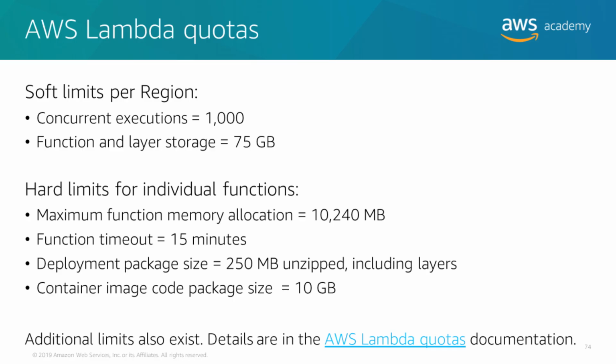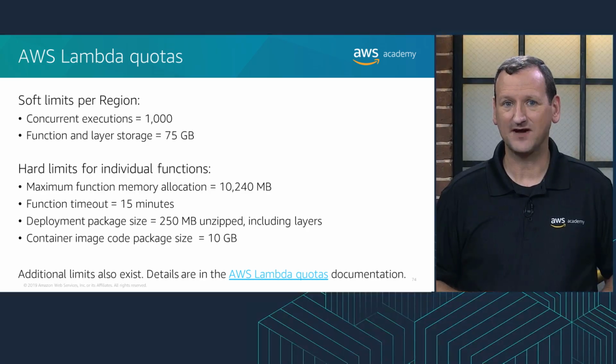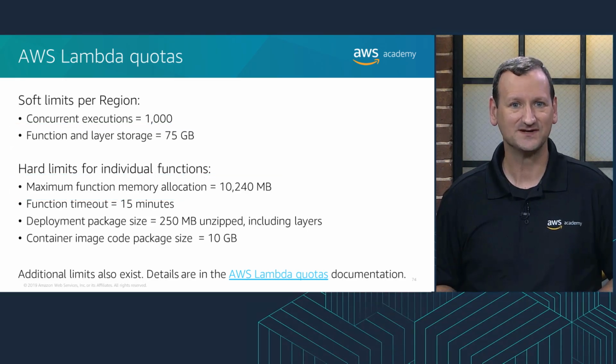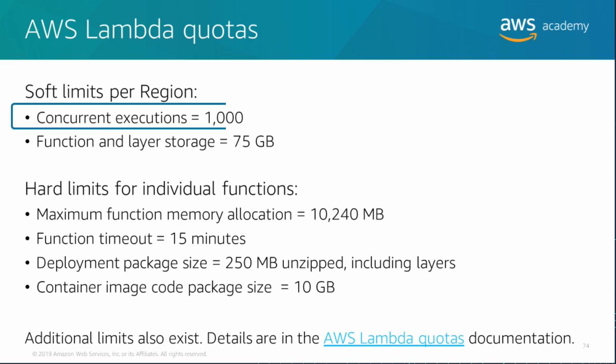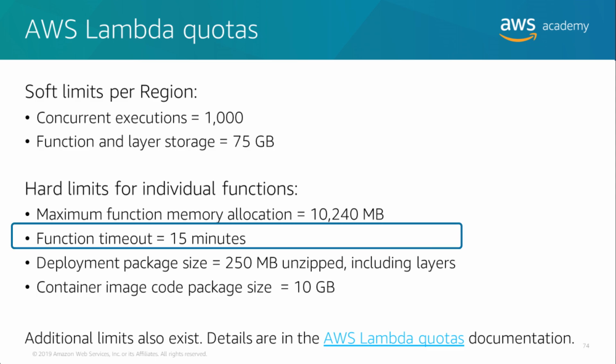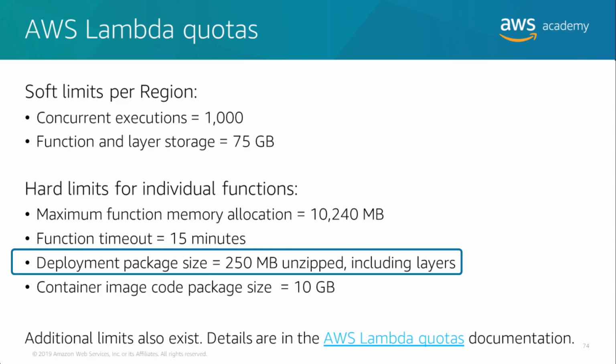AWS Lambda has some limits that you should know about. First, Lambda limits the amount of compute and storage resources you can use to run and store functions. Lambda also limits you to 1,000 concurrent invocations in a region. Lambda functions can be configured to run up to 15 minutes at a time. You can set the timeout to any value between 1 second and 15 minutes. There is a 250 megabyte limit on the deployment package size of a Lambda function.